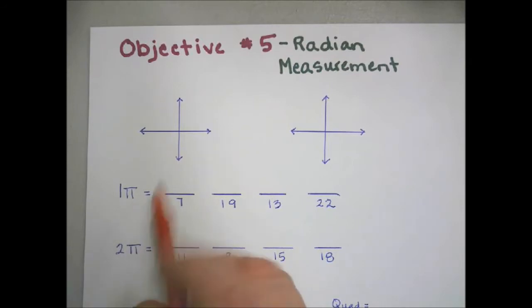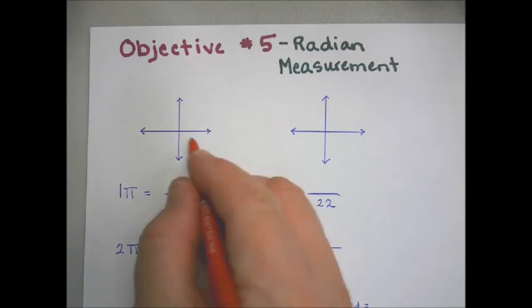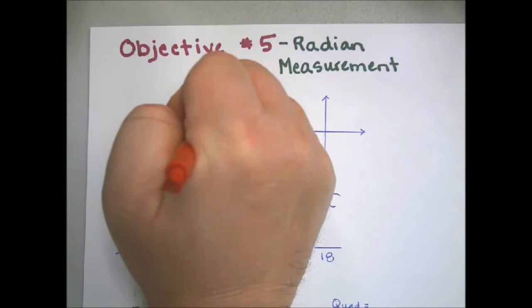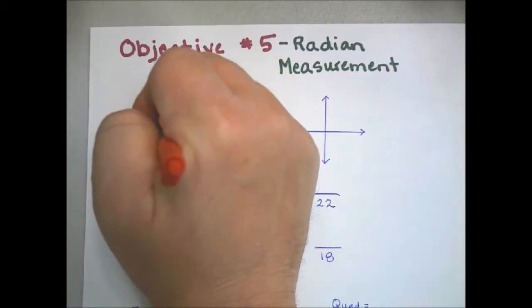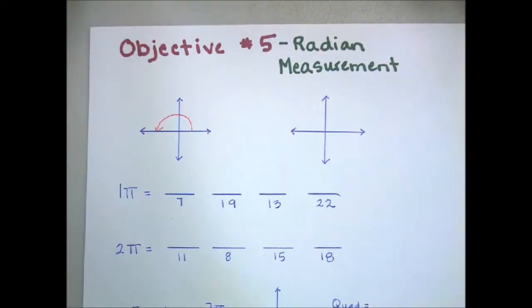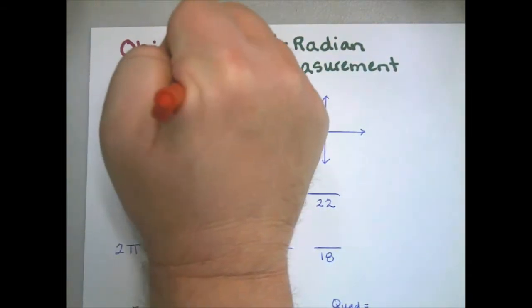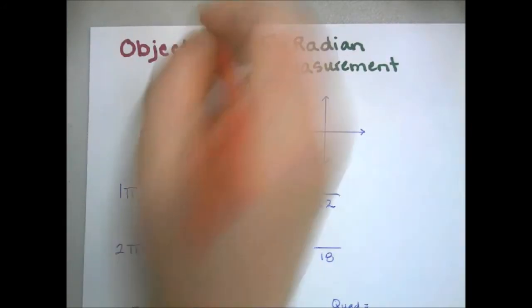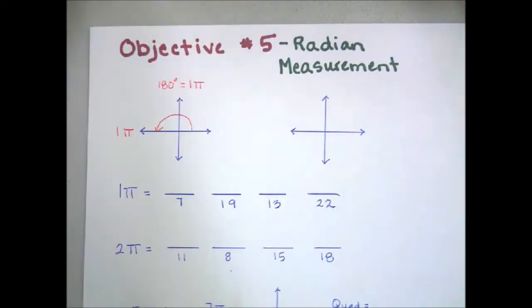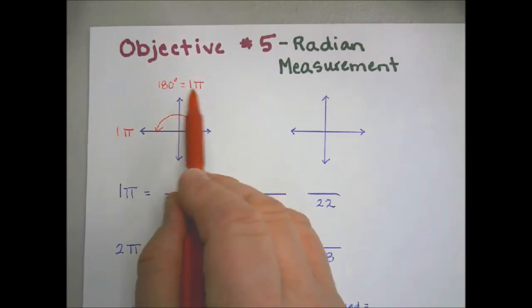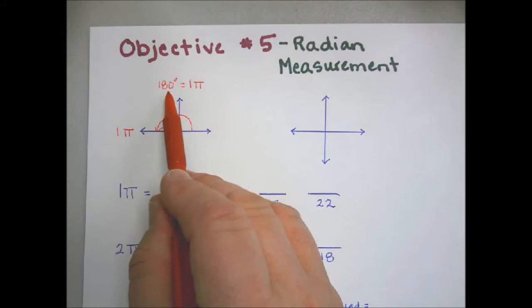Well, it's pretty darn simple. It's halfway around the circle. So if you started right here and you went to right there, I think we can all see that you've traveled 180 degrees. But that's the equivalent of 1 pi radian, this new foreign word that you've just been introduced to, the radian. 1 pi radian is the equivalent of 180 degrees.